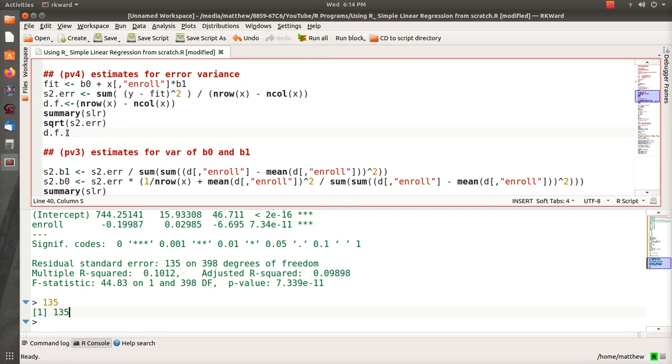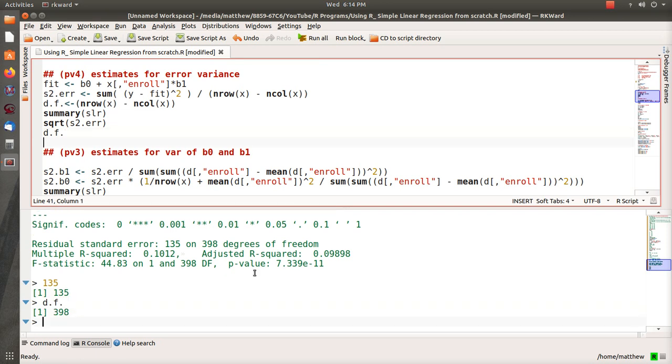Now, degrees of freedom of 398 is 398. Now this one, we're going to find estimates for the variance of beta 0 and beta 1. And this is in PV3, previous video 3. The reason we did this one first is we needed the estimate for the error variance, which plays a part in the estimates for the variance of beta 0 and beta 1.